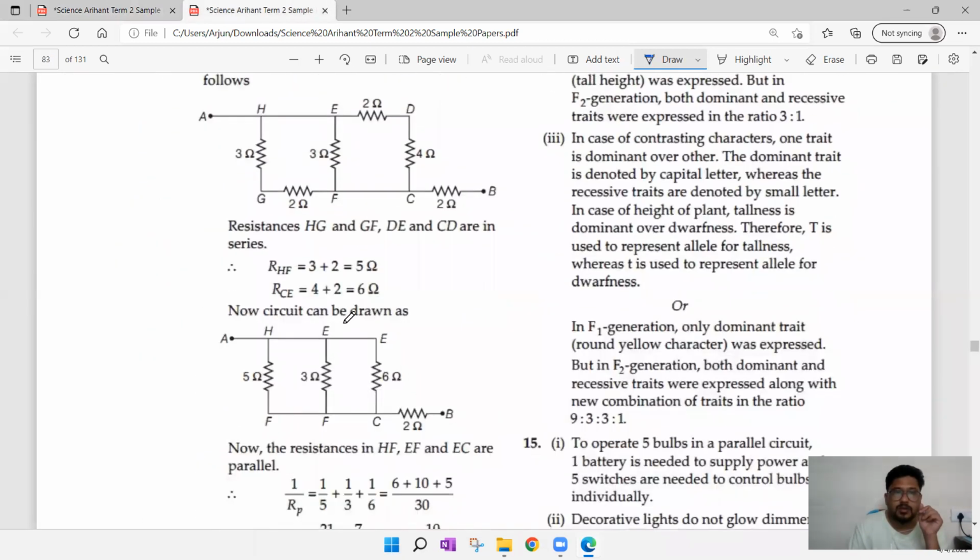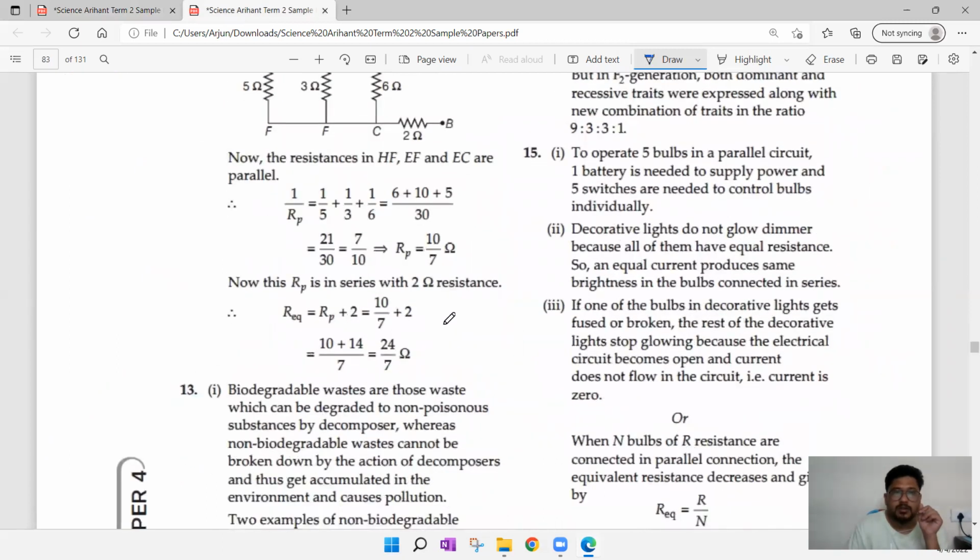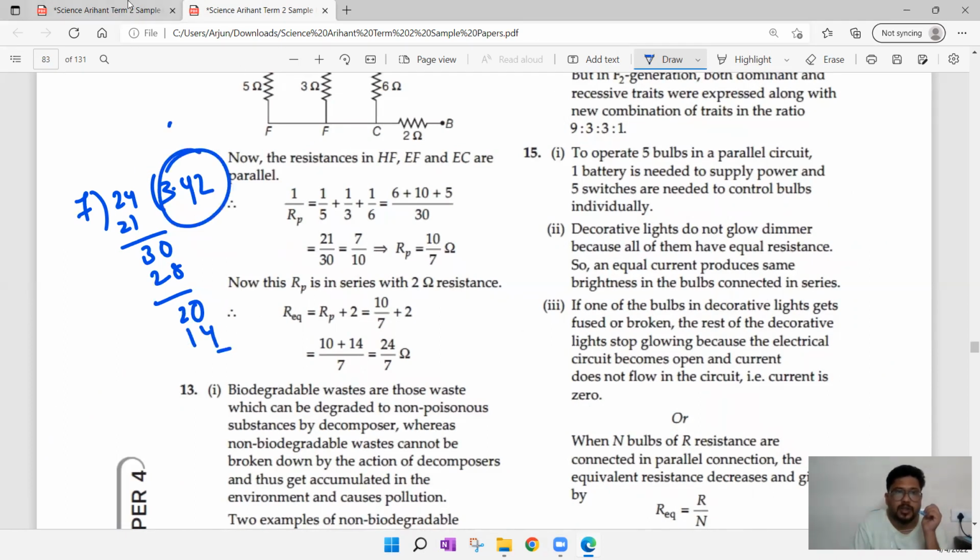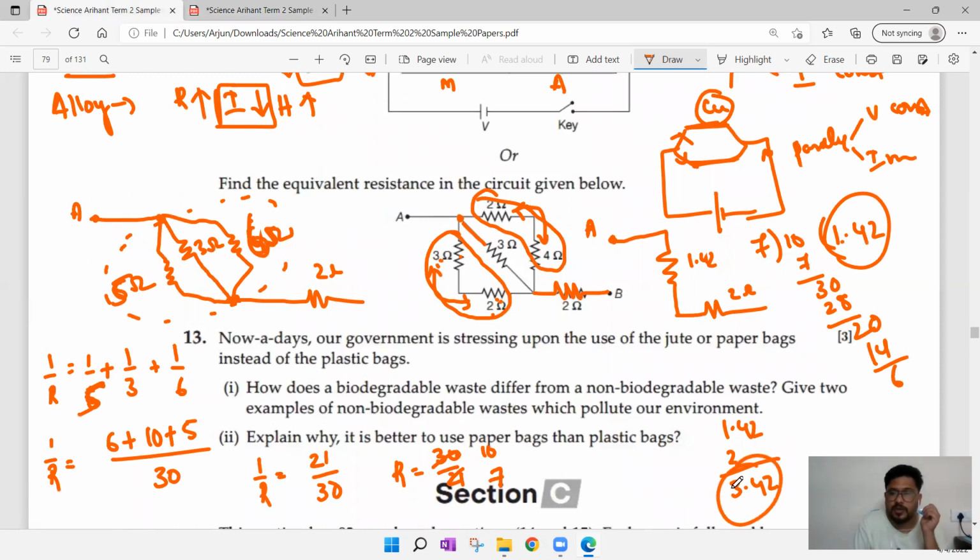Of course we got 24 by 7. If you do that also, 7 threes are 21. LCM is 30. 7 twos are 14, 7 threes are 21, 7 fours are 28. It will be going on. You see, 3.42 only we got. Here also we got 3.42. Whatever you do, however you do, the answer is the same. So like that we have to solve the question.